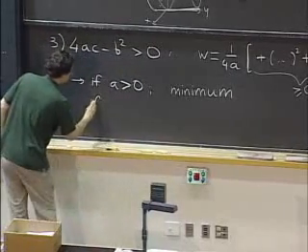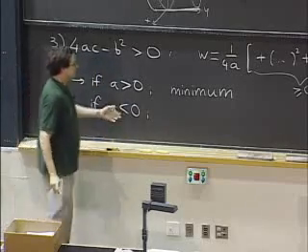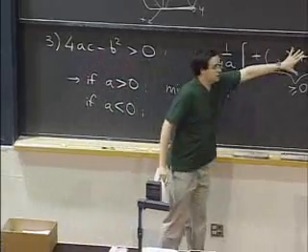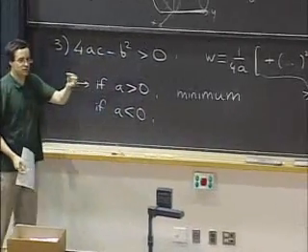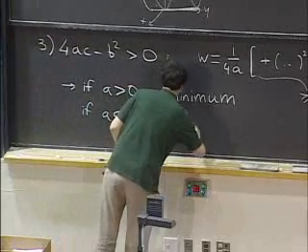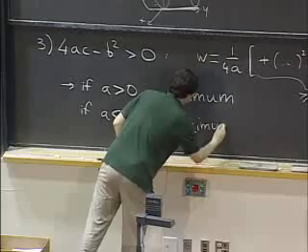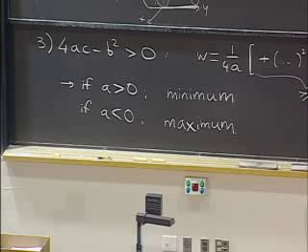And if A is negative, on the other hand, so that means that we multiply this positive quantity by a negative number, we get something that's always negative. So 0 is actually the maximum. Okay? Is that clear for everyone?